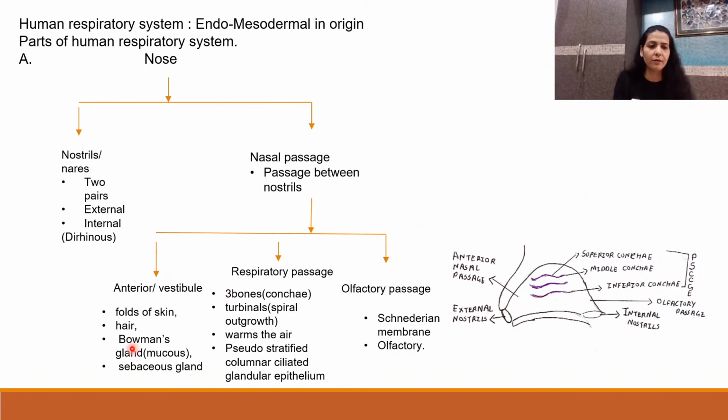All right. So three important things: Bowman's gland, part of the anterior, produces mucus. Lining of the respiratory passage, pseudostratified columnar ciliated glandular epithelium, abbreviated as PSCCGE, and olfactory passage has Schneiderian membrane. Right? Okay, so we move ahead.